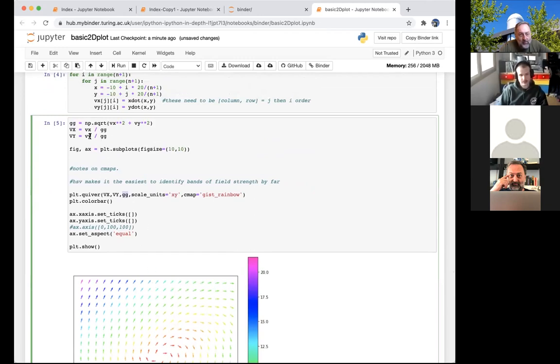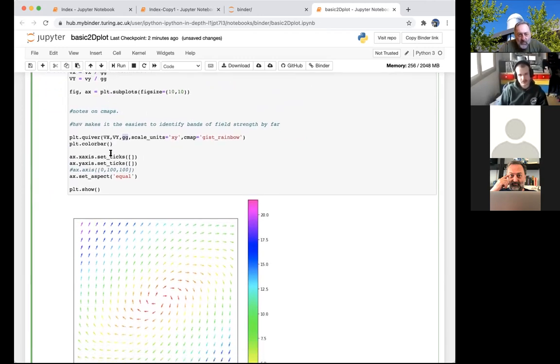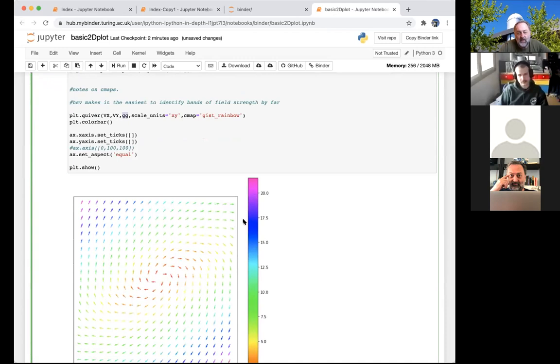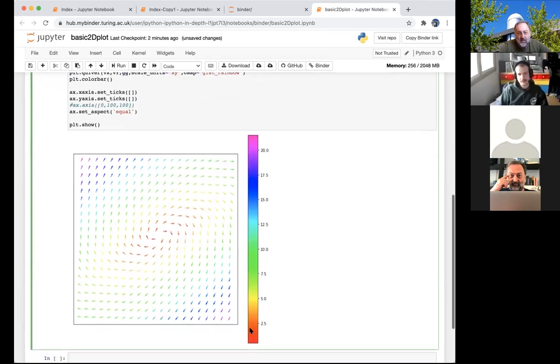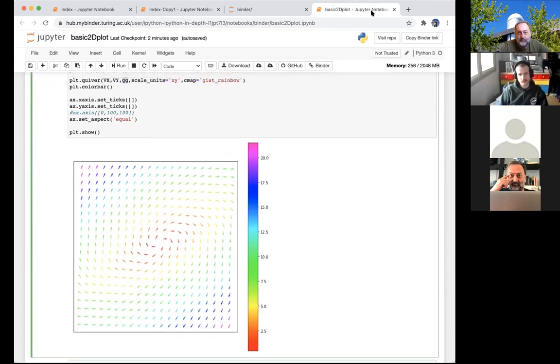It doesn't seem like the arrows are getting any larger in length, but the color's changing, to indicate the length. Yes, so you can see that they're getting longer the further out they get. They're getting stronger feelings further out.